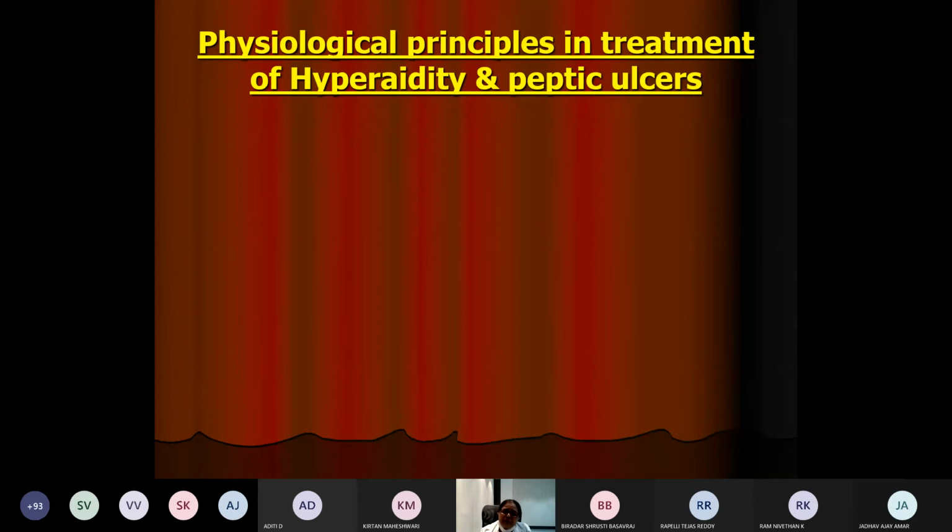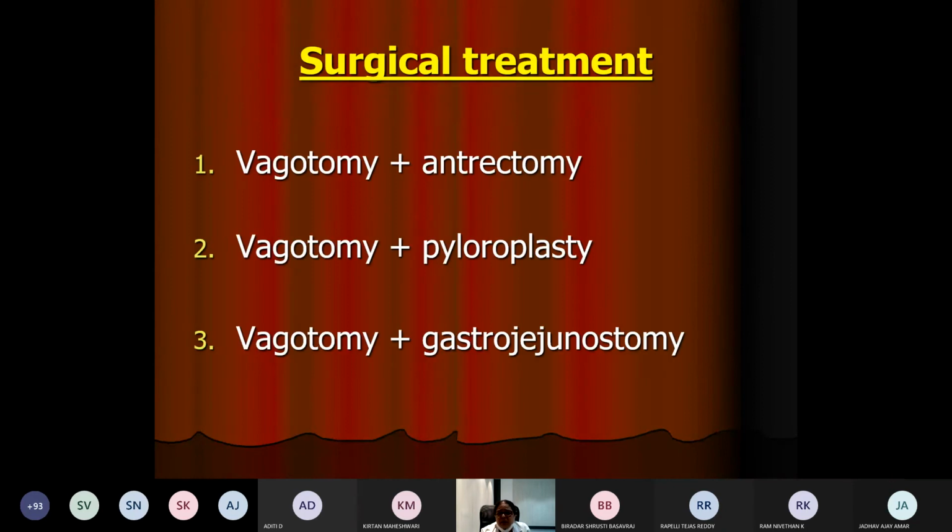Physiological principles in treatment of hyperacidity and peptic ulcers. In tablet form, we give antacids, remember that. Surgical treatment: vagotomy plus enterectomy, vagotomy plus pyloroplasty, vagotomy plus gastrojejunostomy.